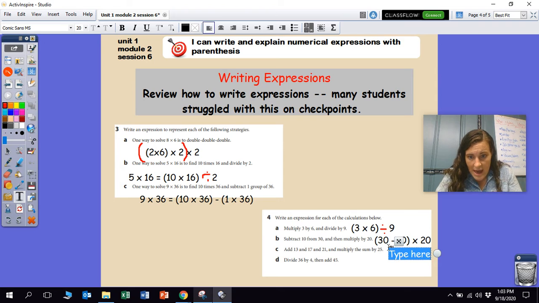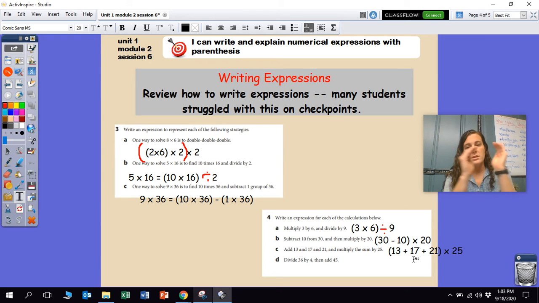The next one, add 13 and 17 and 21, then multiply that by 25. The sum, that means the answer to an addition. So we're going to add 13 plus 17 plus 21, and then multiply by 25. I hope you're not spending all your time answering that because we don't have to. It's an expression. It's not asking us to answer it. We're just writing out the thinking with those parentheses.